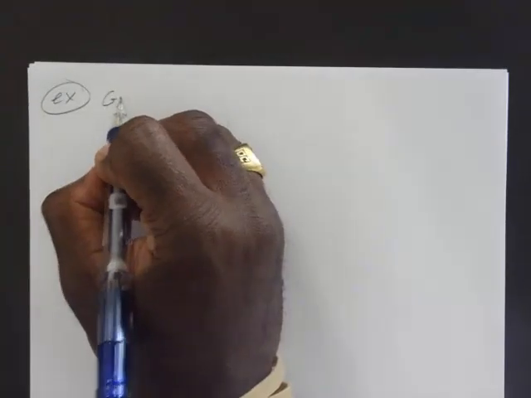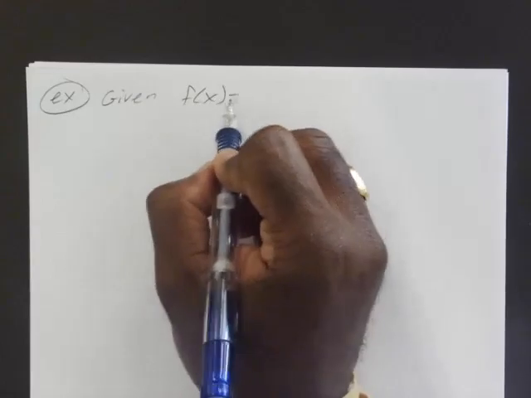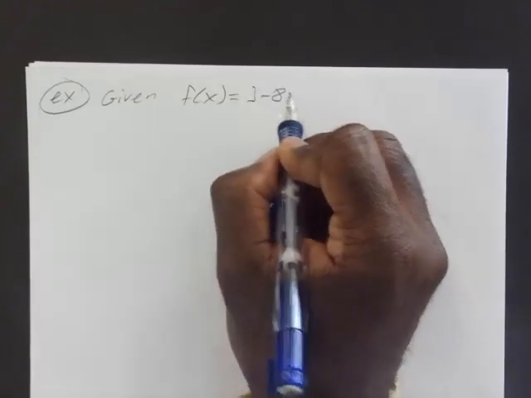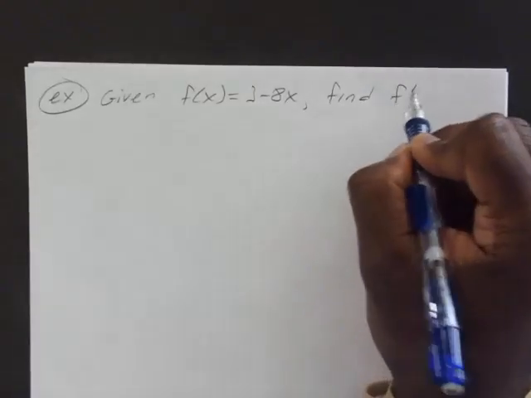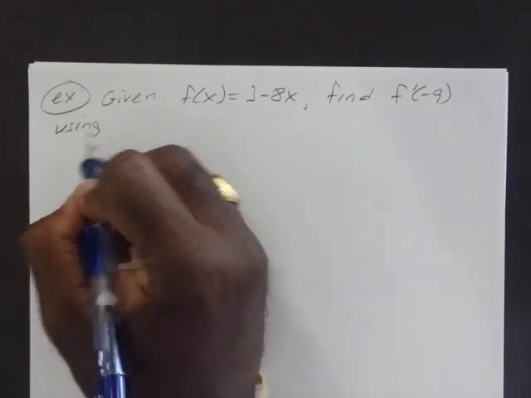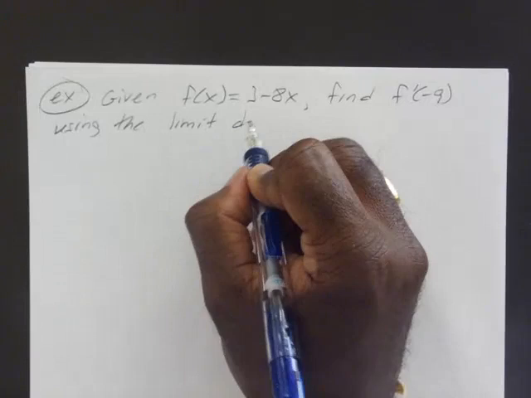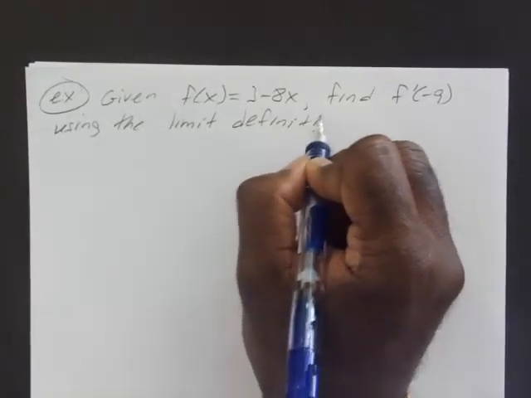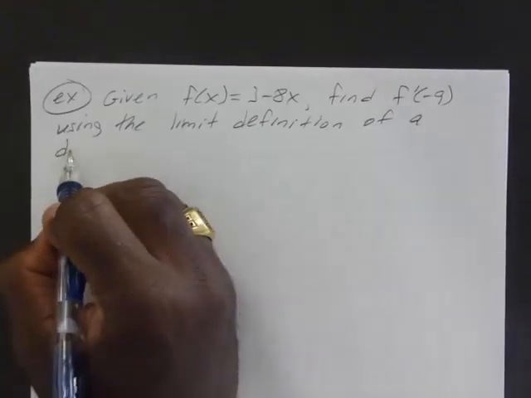Okay, so let's say we are given that f of x is equal to 3 minus 8x. Find f prime of negative 9 using the limit definition of a derivative.